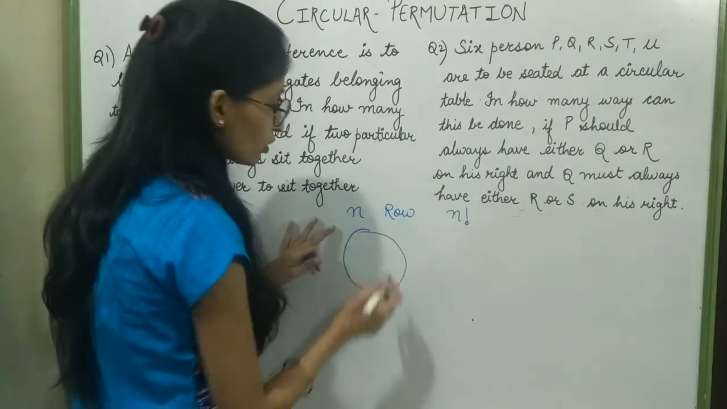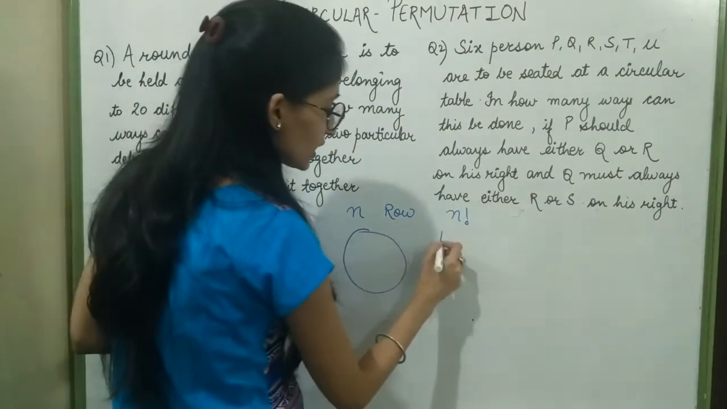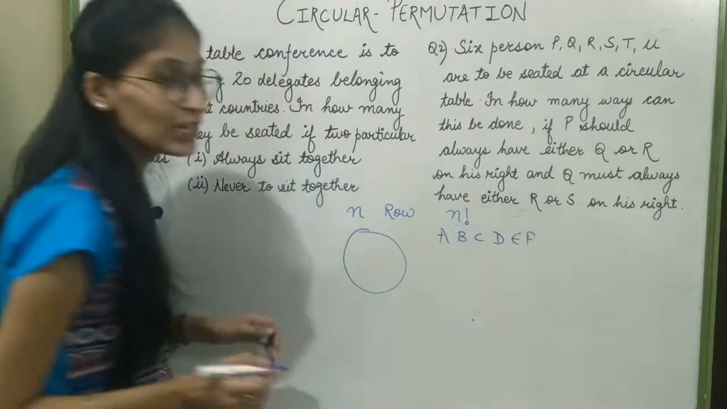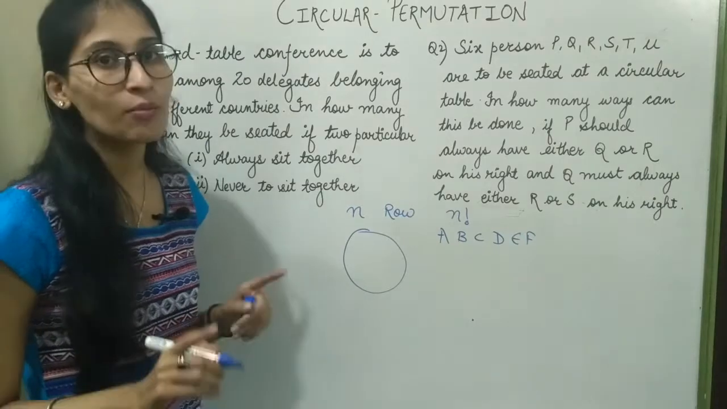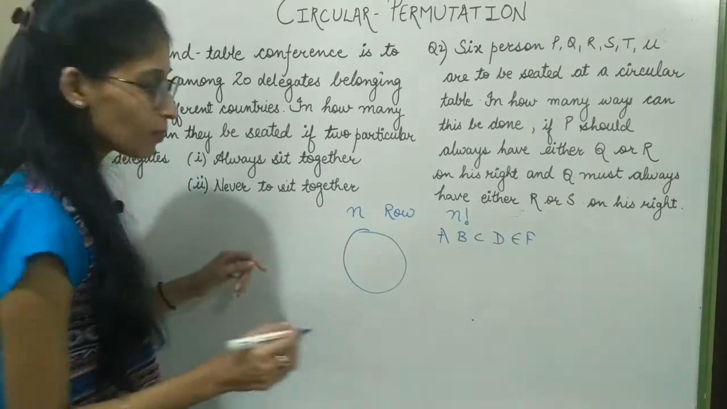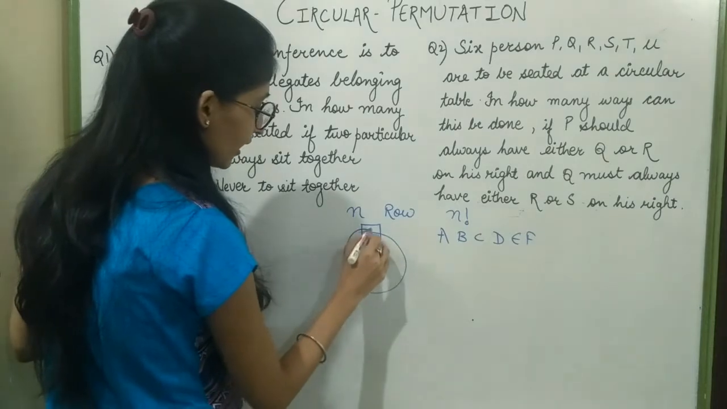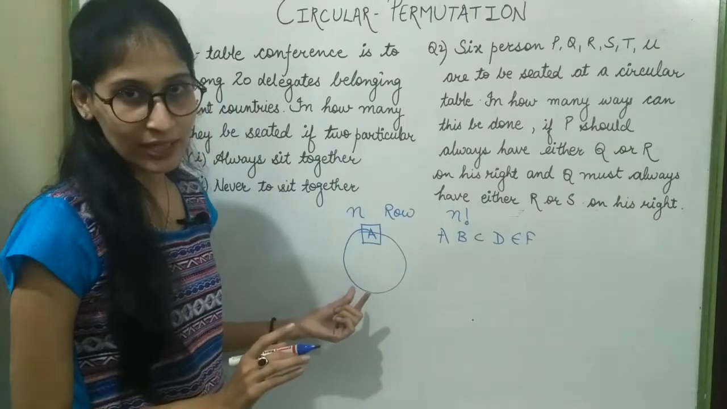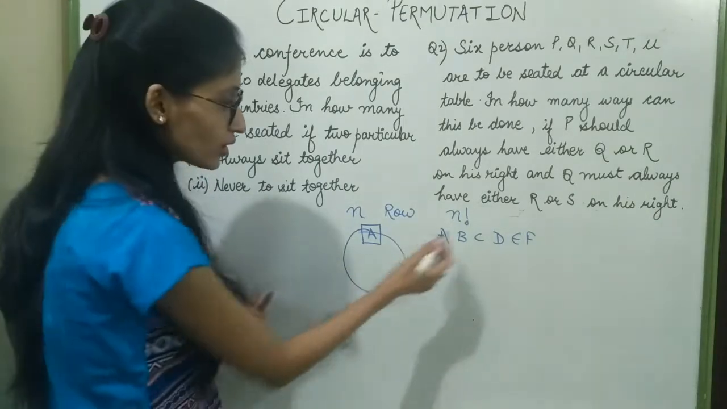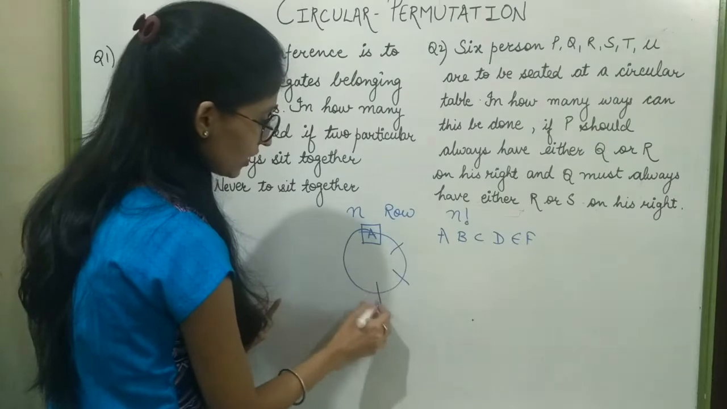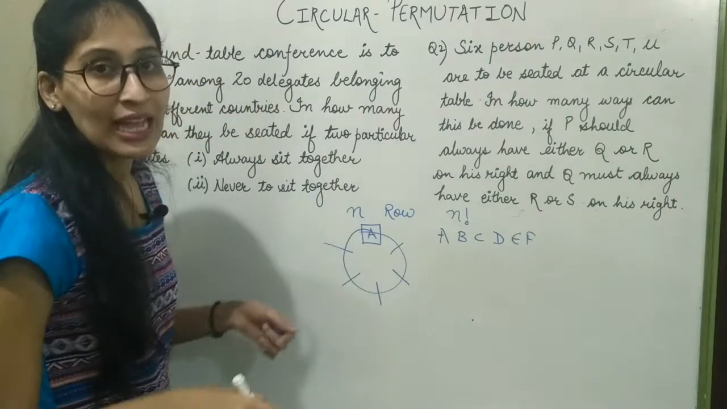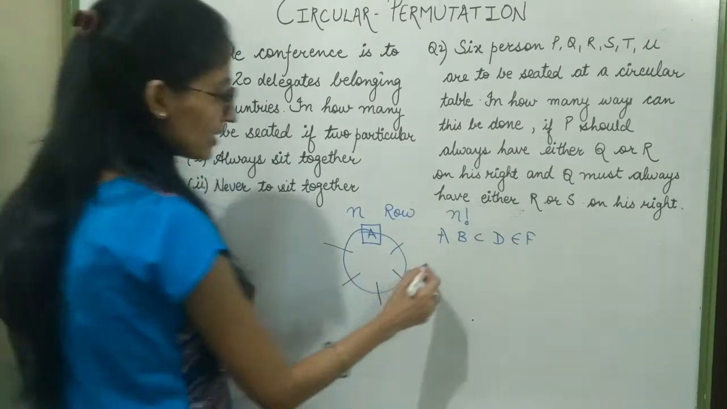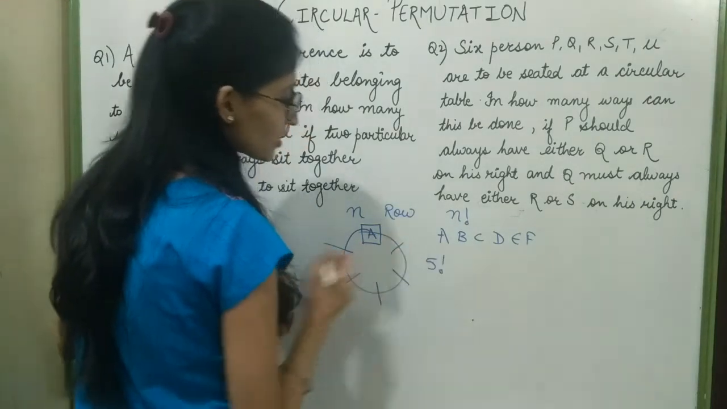Then what I am going to do, for example, I have to seat A, B, C, D, E and F. First, I am going to fix the position of one person. Suppose I have seated A here. So the position of A has already been allotted. Now I have to allot the positions of the remaining 5 persons, and this can be done in 5 factorial ways.